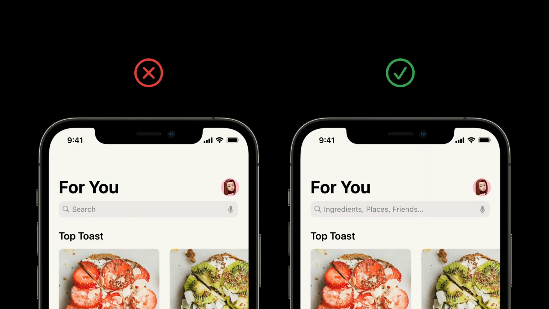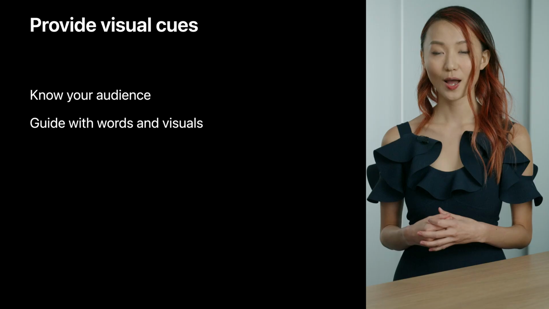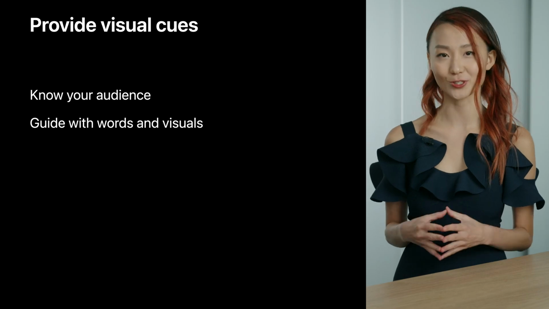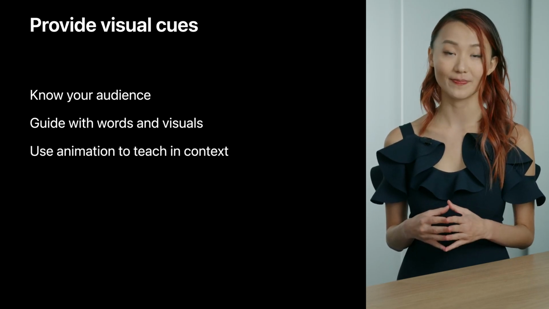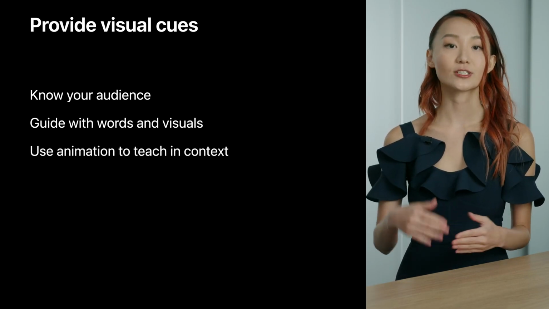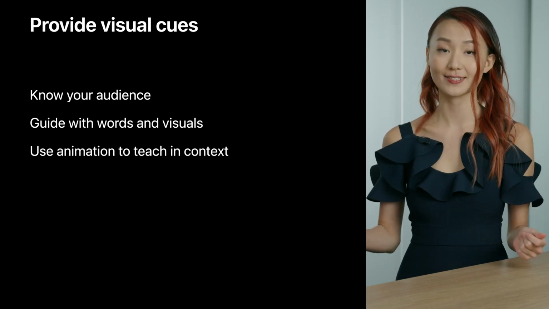It's something you can get around by guiding people with various options. So we decided to provide examples of possible types of input, such as searching by ingredients, places, or friends. In this way, people can quickly discover different methods for how to search. Besides guiding people with words and visuals, you could also use animation and interactivity to teach gradually and in context.